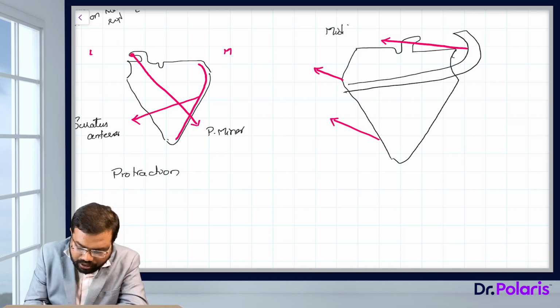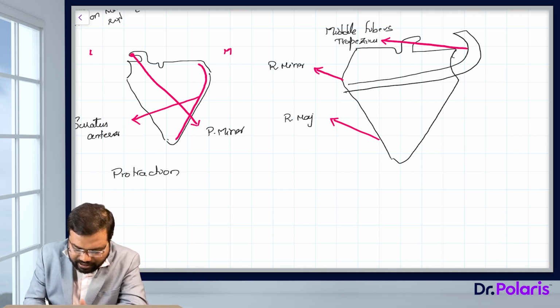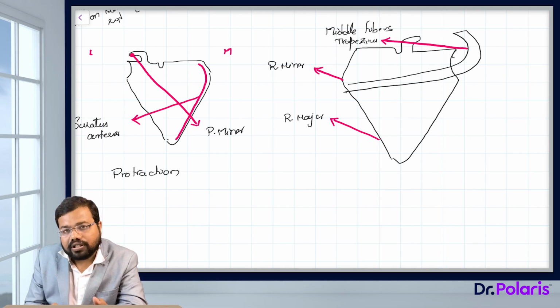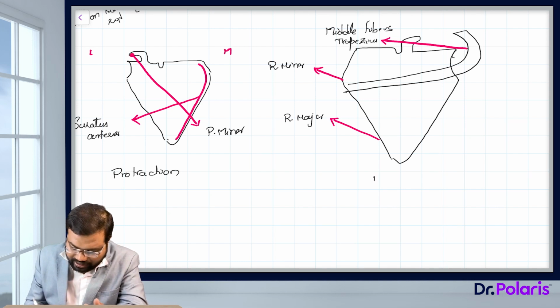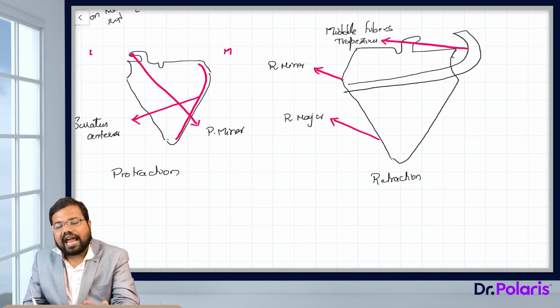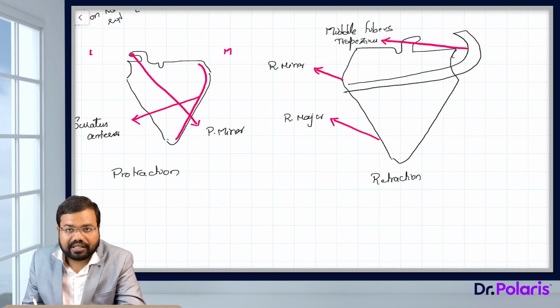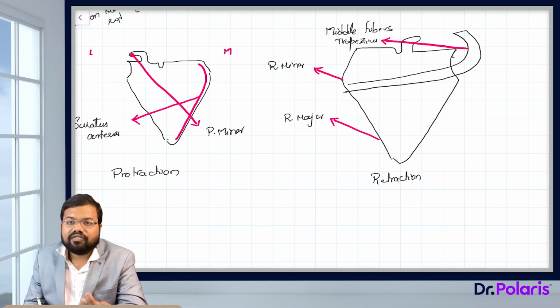So the backward pull is by the middle fibers of trapezius, rhomboides minor and the rhomboides major. These muscles help in the backward pull of the scapula, that is called retraction. So protraction is by serratus anterior and also the pectoralis minor, whereas retraction is by, on the medial side, the pull by the rhomboides major and minor, and on the lateral side the backward pull by the middle fibers of trapezius.